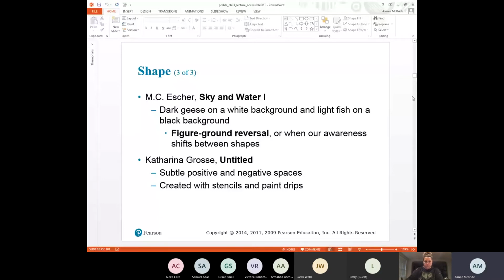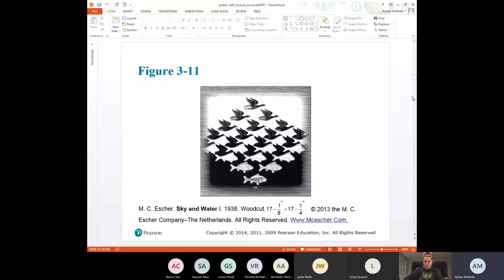That Sky and Water uses the figure-ground reversal. So up top you see the geese, and then below you see the fish. However, the geese are still actually there. It's just that the colors are reversed. Once again, using black and white.